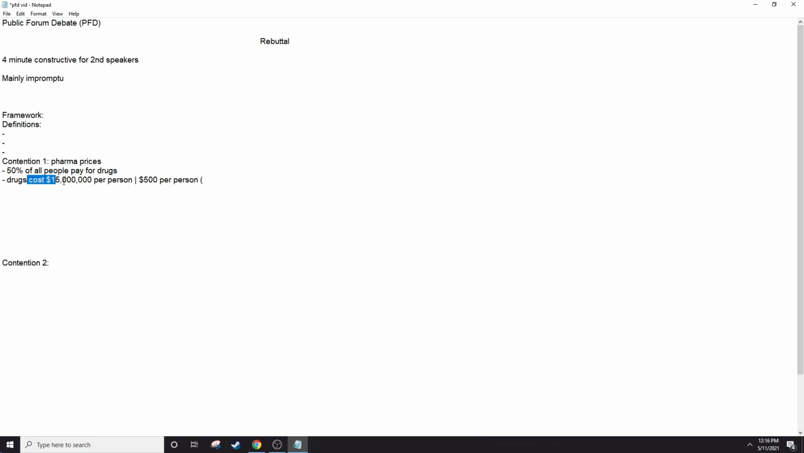So, drugs cost $15 million per person. That is wrong. It's actually $500 per person. ncbi.gov. Okay, don't look that up because that's not real. Well, the website is, but the actual fact isn't.